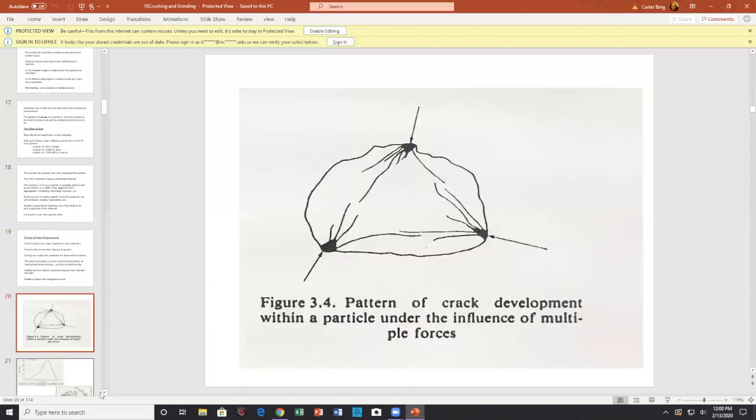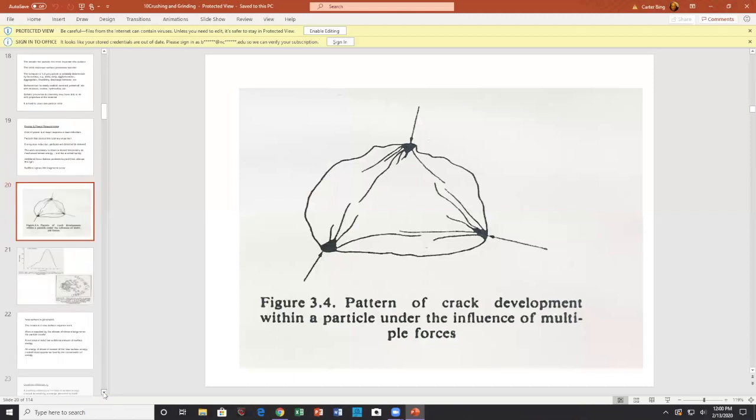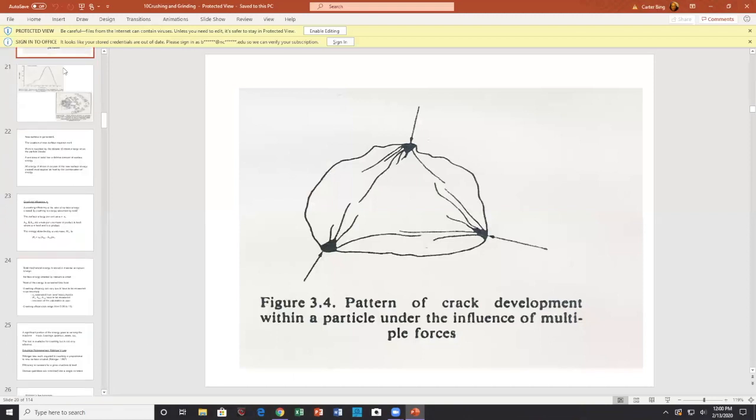It's an amazingly simple picture, and it's also a highly informative picture. First, you'll notice there are 3 impact points.